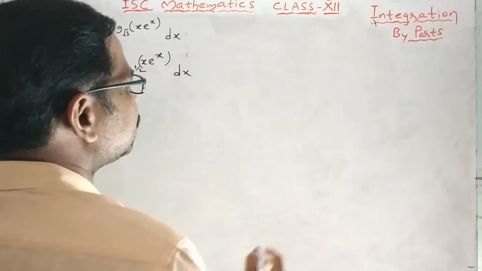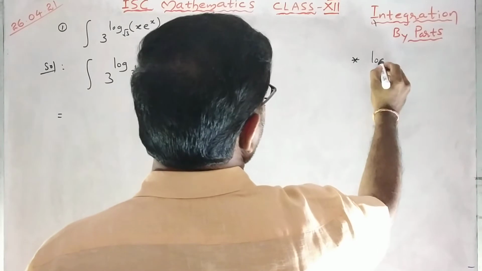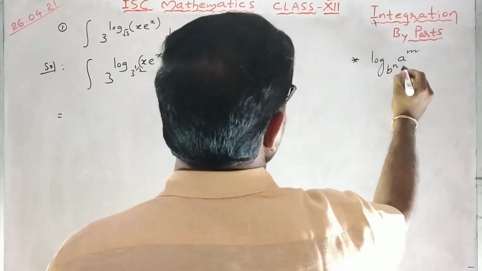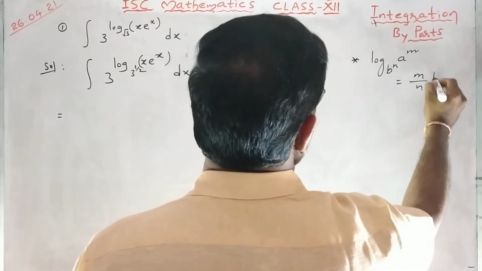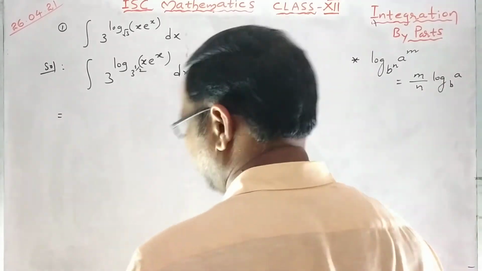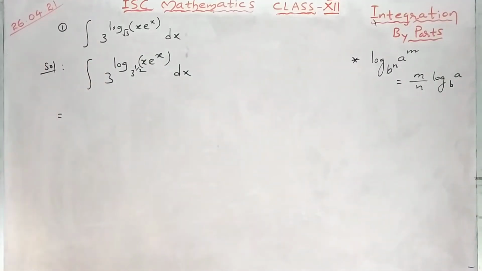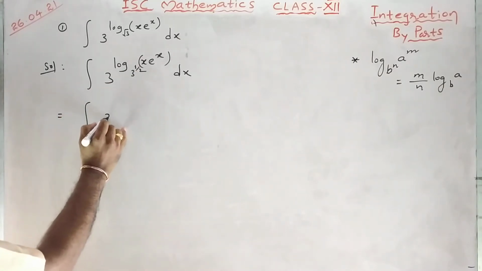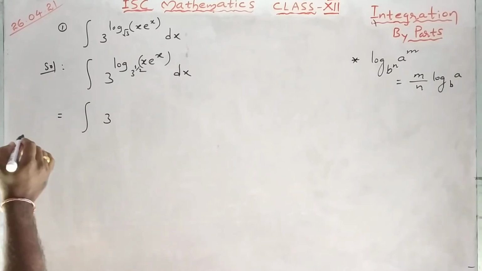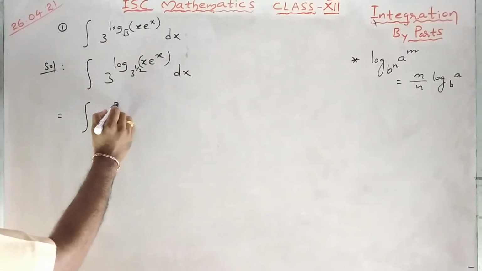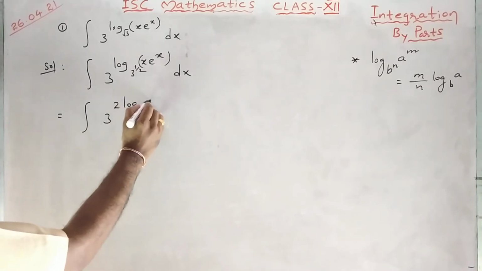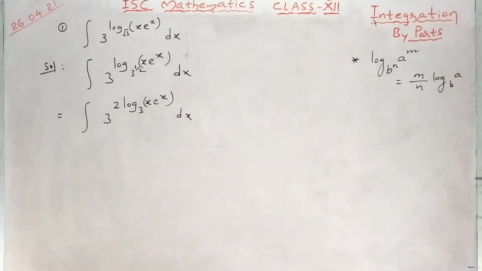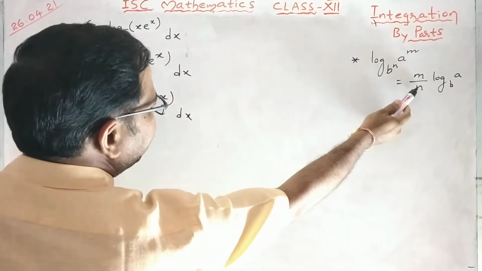So, in logarithms, we have one formula, that is log a power m to the base b power n can be written as m by n log a to the base b. That is the standard formula. So, if there is a power in the base, that will be coming to the denominator of the product. So, this becomes 2 log x e power x to the base 3 dx. Hope it is clear. This n will be coming to the denominator.